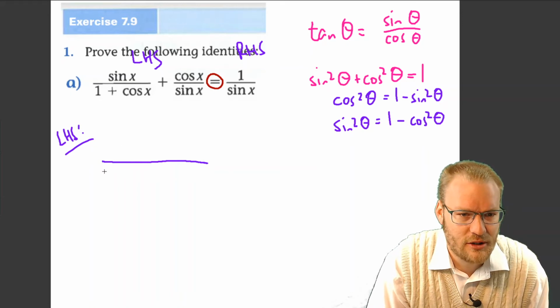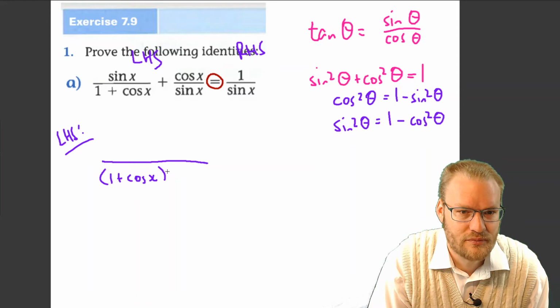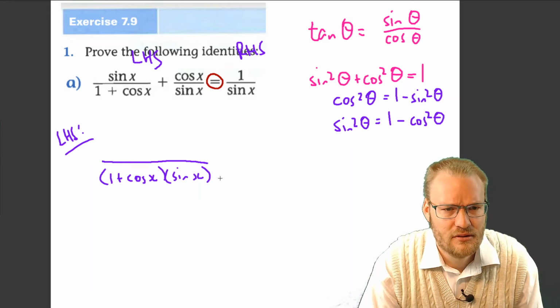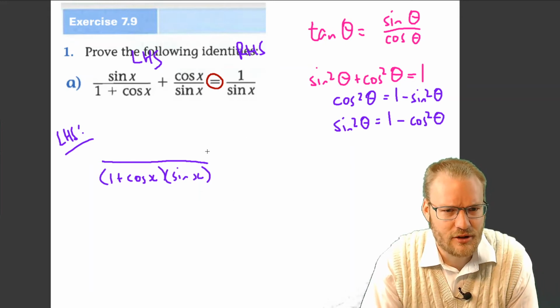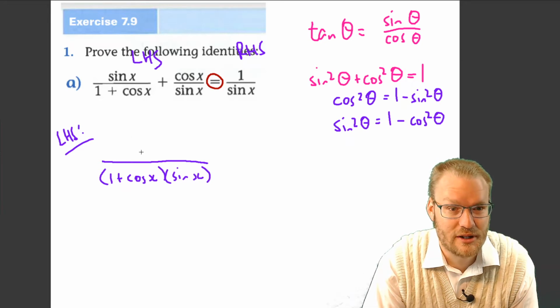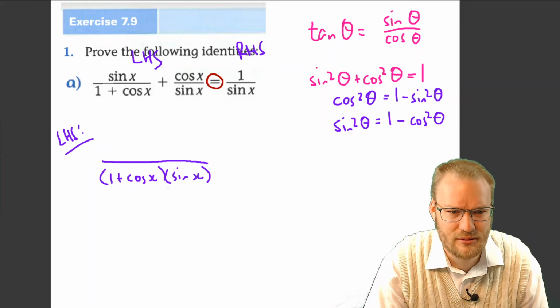If our lowest common denominator is 1 plus cos x, sine x, then at some stage, maybe looking forward, we're going to need to create some sort of 1 plus cos x in the numerator, because then those will cancel. So let's see where we get to.